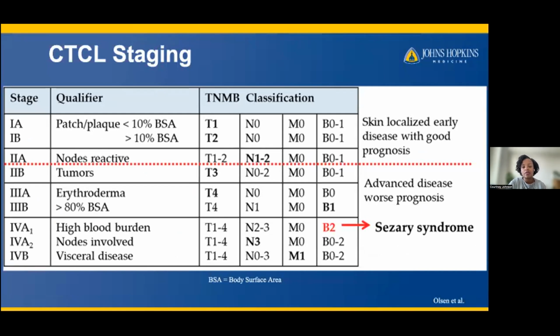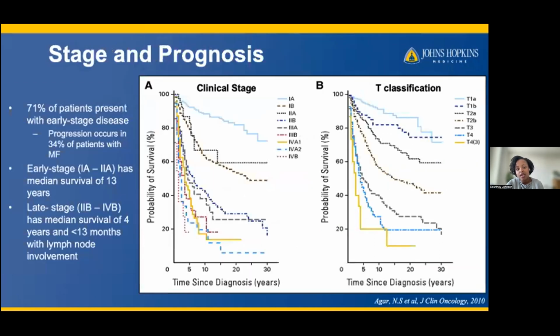So 71% of patients will present with this early stage disease. Of those, though, about 34% will progress to the more late stage disease. And early stage disease has a median survival of about 13 years, so they live a nice long life, but late stage disease has a median survival of about 4 years, and maybe even less than 13 months if they have lymph node involvement.